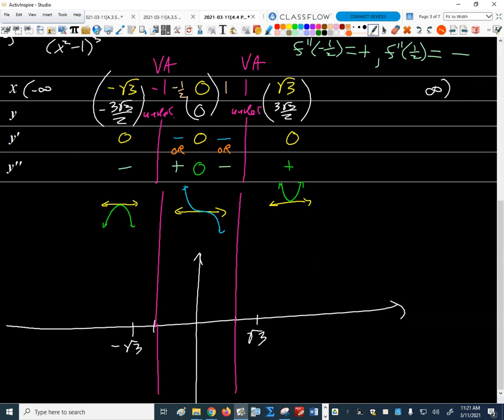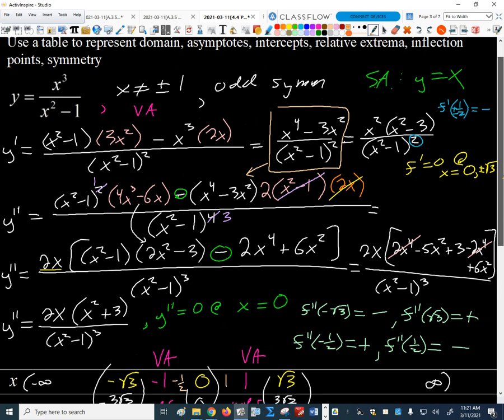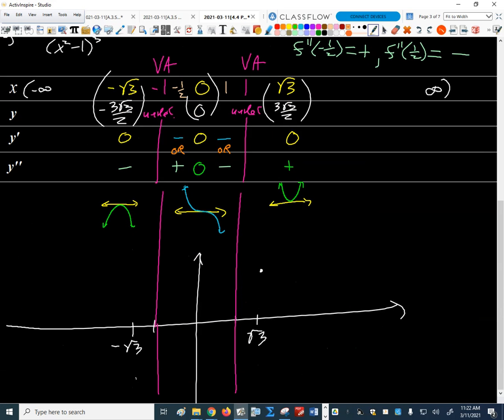I've got a maximum down here at negative radical 3, and I go down a little bit. It's a negative value, and that's a maximum, right? And then over here, I've got a minimum. I forgot one asymptote, though, right? I've also got the asymptote y equals x, which looks like that, right? That's my slant asymptote, okay?